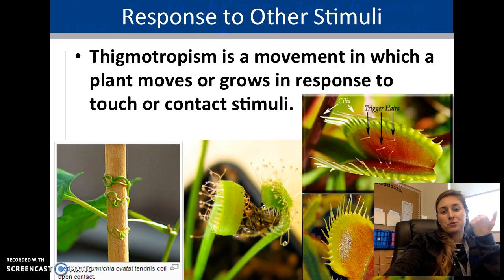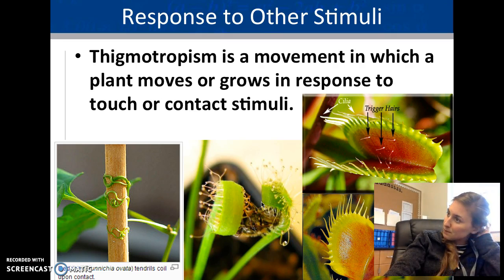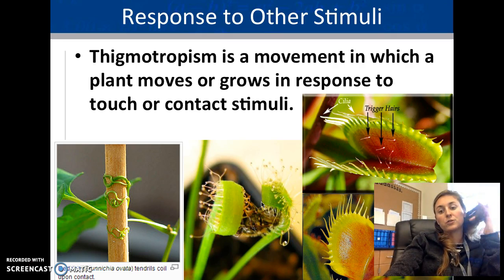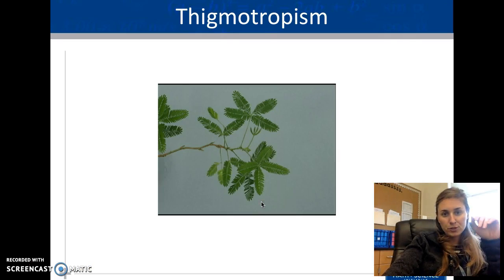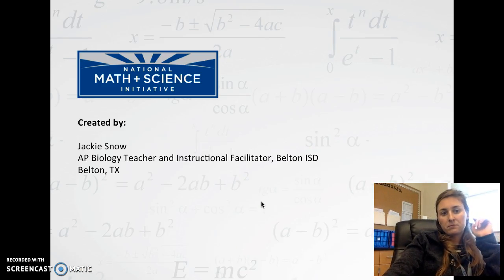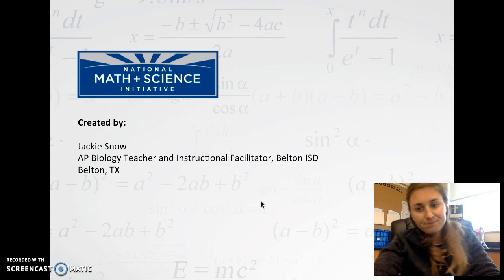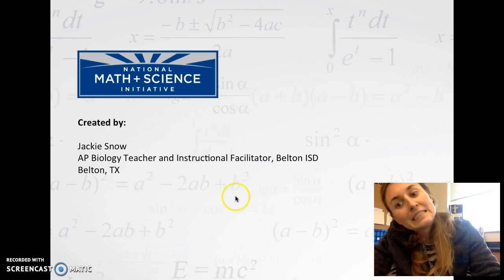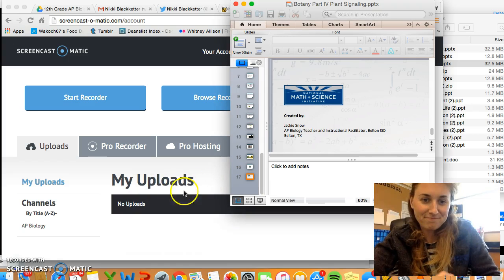Thigmotropism is the response to movement or contact. So like pea plants will make tendrils around stuff. Venus flytraps will shut in response to touch. And that's kind of all you need to know about that. The end of botany.